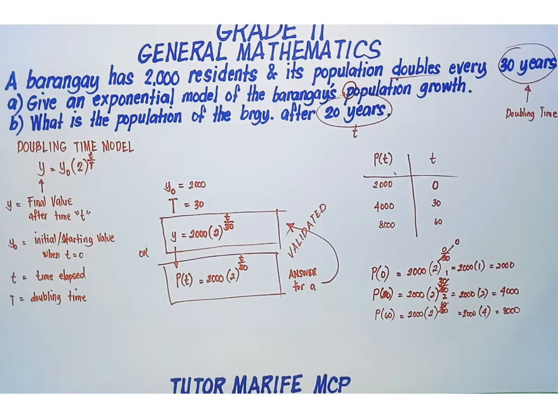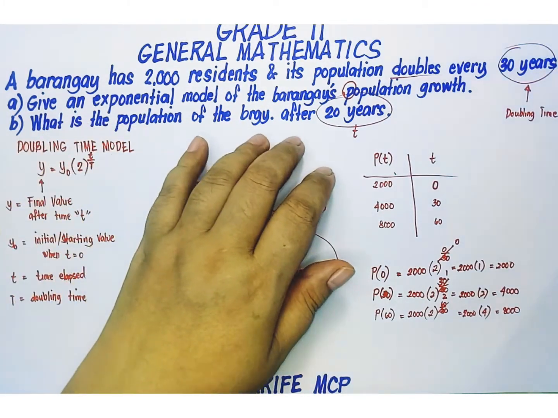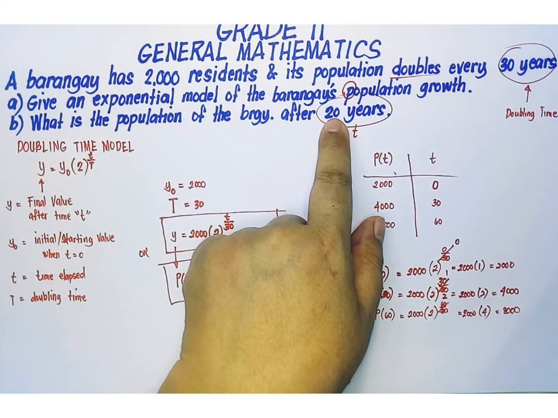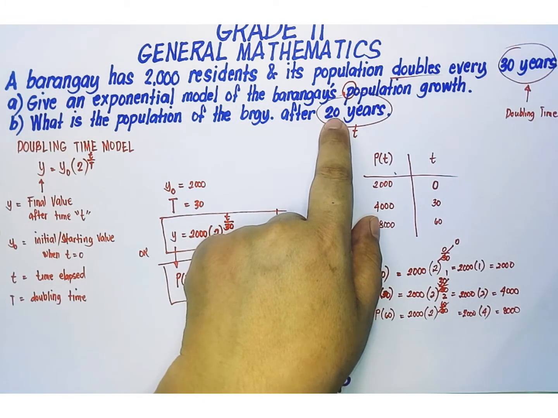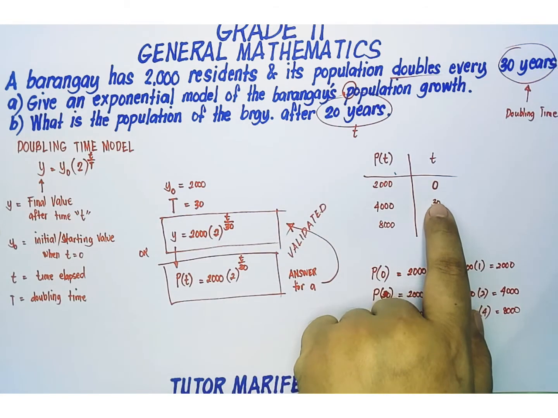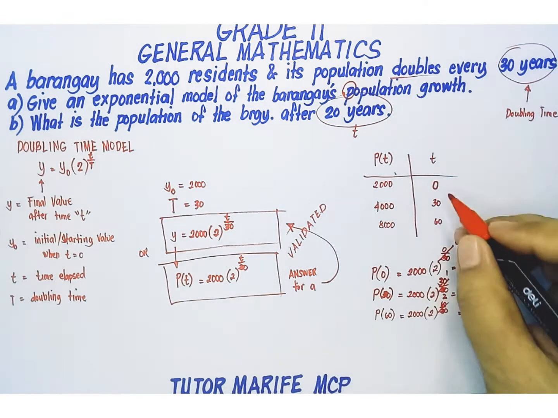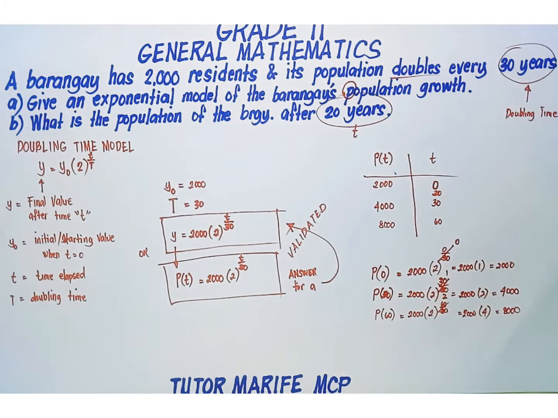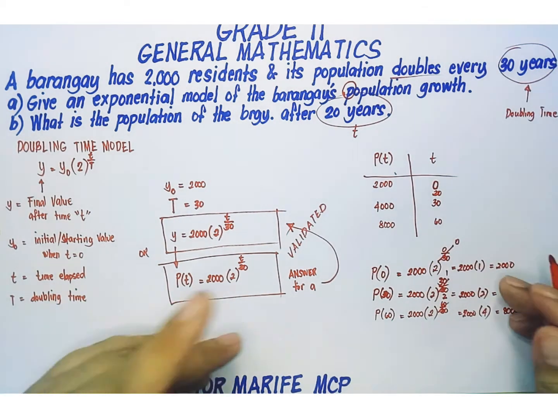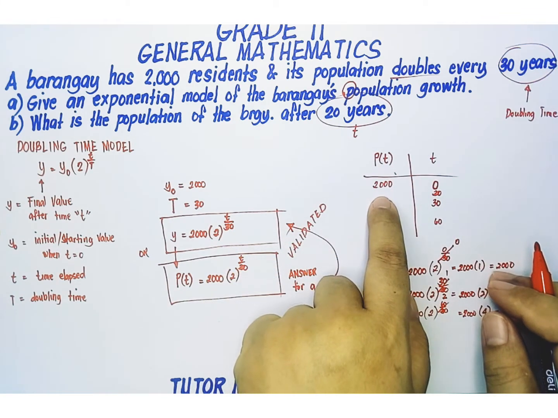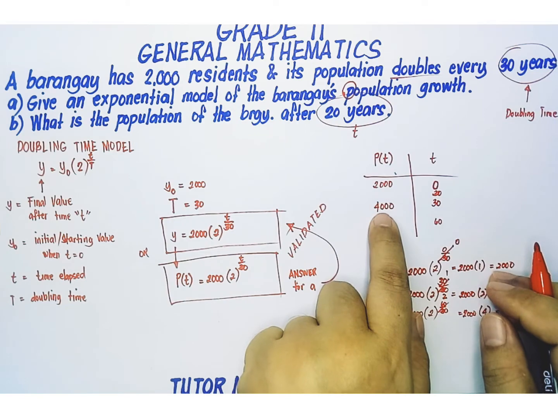Okay? Letter B, what is the population of the barangay after 20 years? So, itong elapsed time mo is 20 and it's somewhere between time is 0 and time is 30. Nandito siya. So what do you expect? You should expect a new population that's somewhere between 2,000 and 4,000.